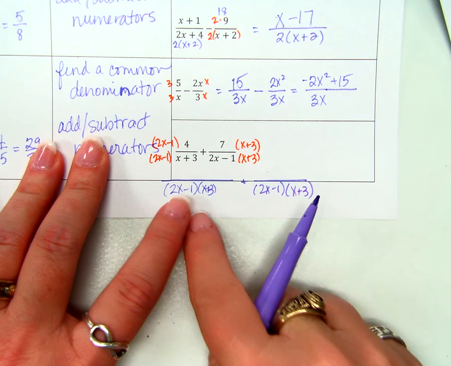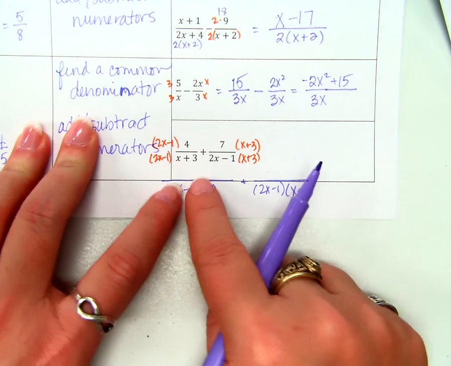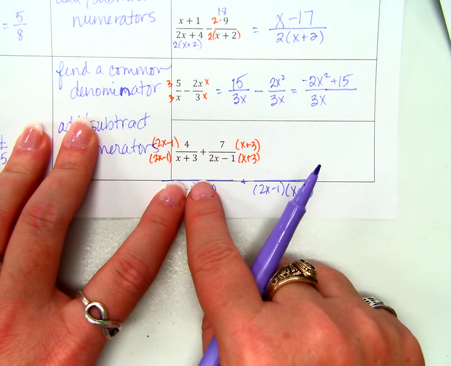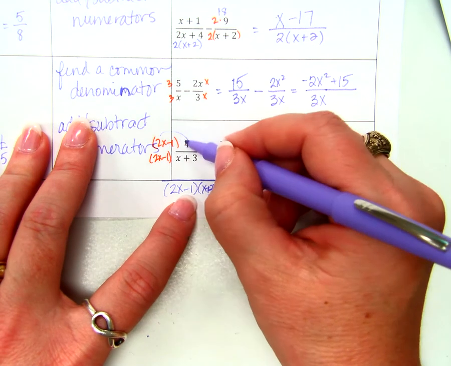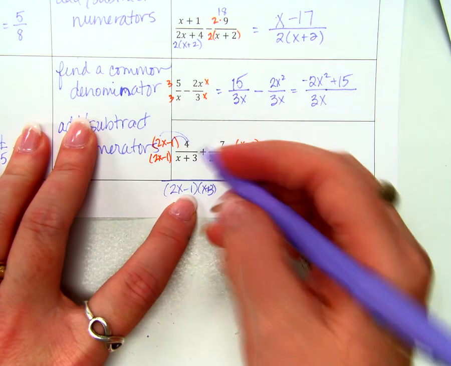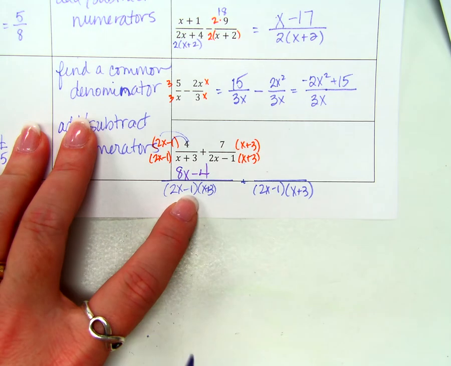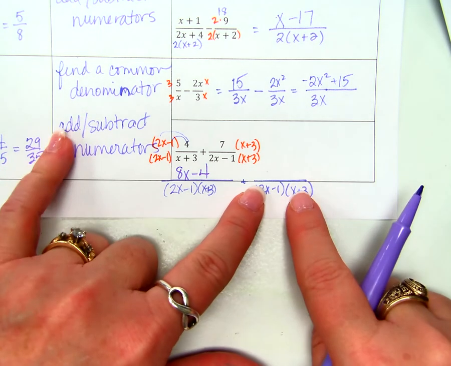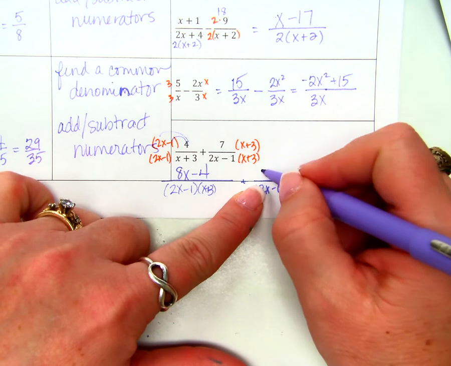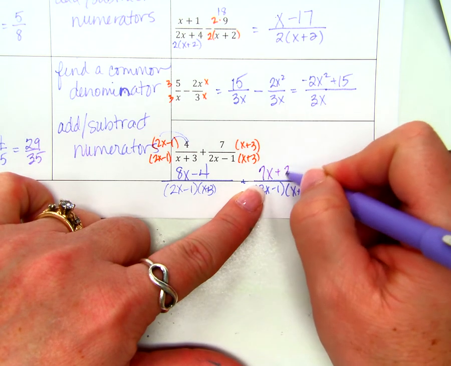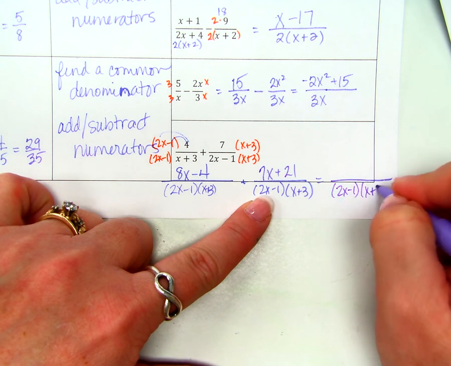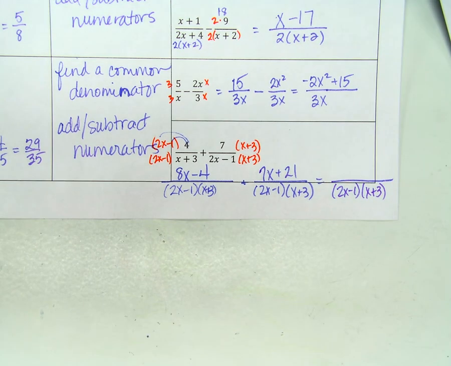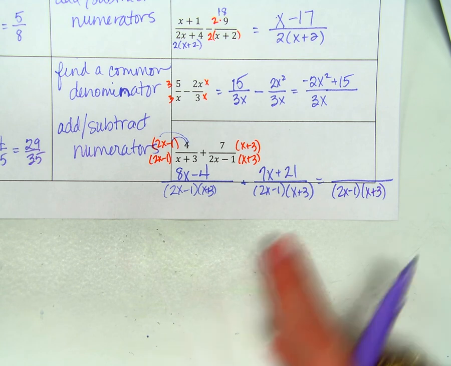I just went ahead and rewrote the problem with my denominators already there. What does my new numerator become in the first fraction? Good. 8x minus 4. And what does the second fraction numerator become? 21. So what is my answer? I keep my denominator.